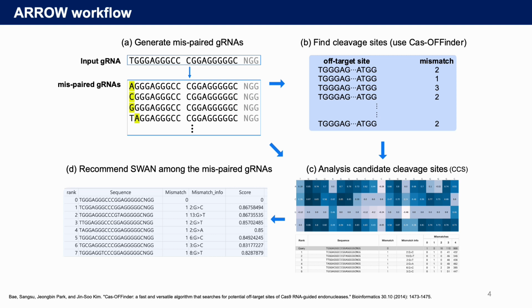By analyzing candidate cleavage sites, in other words CCS, we generate CCS statistics for each mispaired guide RNA, as figure C. In figure D, we recommend sequences with the highest NCS. It is 1 by calculating the similarity between CCS statistics and the 0, 1, 0 condition using the normalized cleavage score. In other words, NCS.